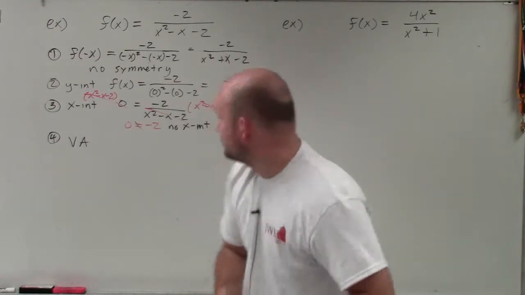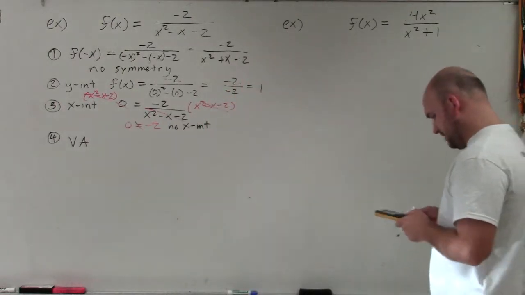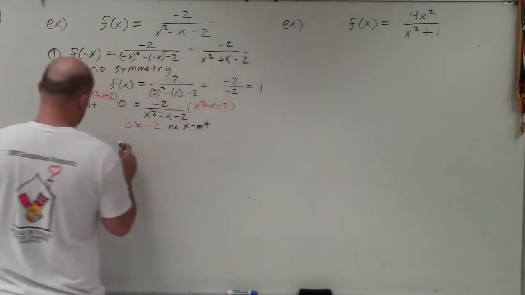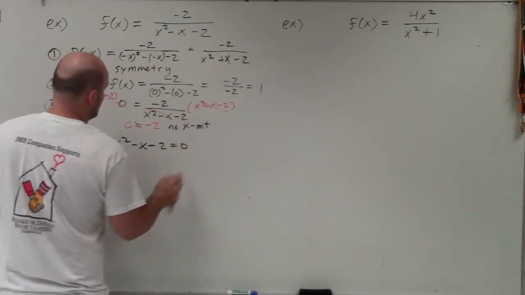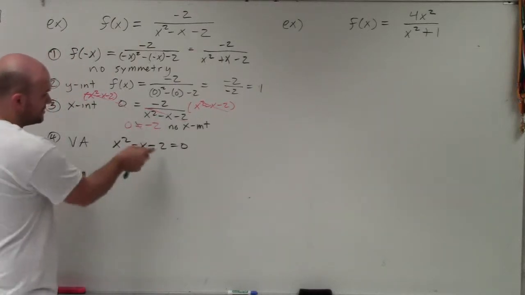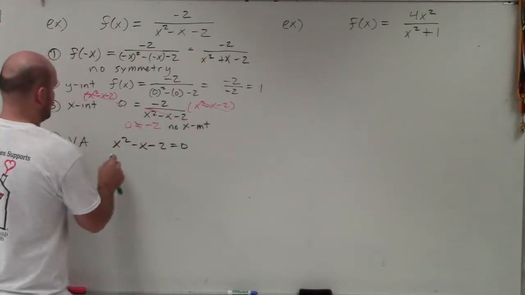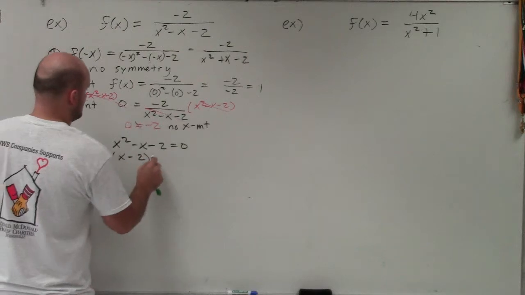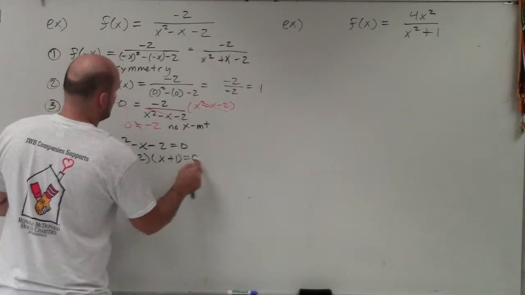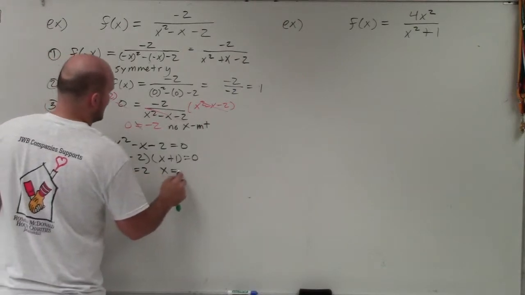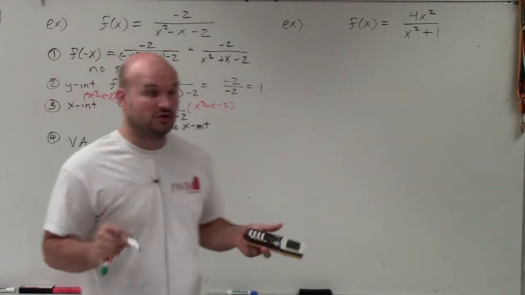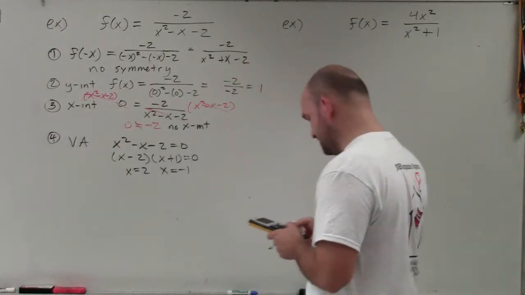Let me just graph this real quick as I'm going through this. To find the vertical asymptotes, we set our denominator equal to 0. So I have x squared minus x minus 2 equal to 0. Now we factor this. What two numbers multiply to give you negative 2 and add to give you negative 1? That's x minus 2 times x plus 1 equals 0. Set them both equal to 0 and solve, and I get x equals 2 and x equals negative 1. Those are my two vertical asymptotes, where the graph is not going to cross.